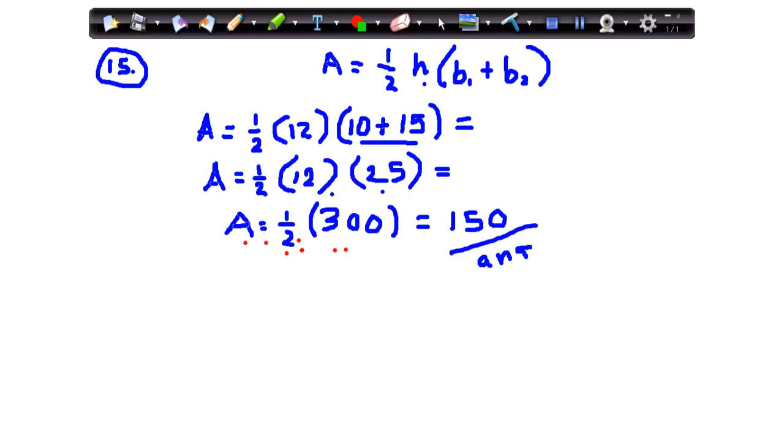Now, if you wanted to convert this half to 0.5, you're going to divide the numerator by the denominator. So 2 will be divided into 1. You can do it in your calculator, and the result would be 0.5. But you can see this half of 300 is 150.